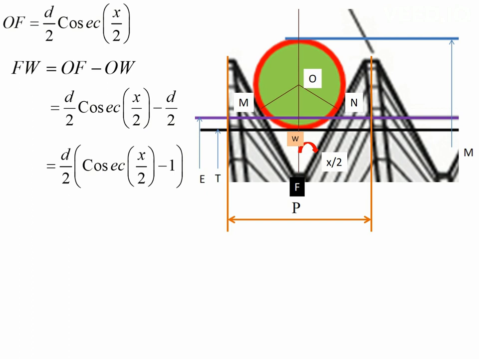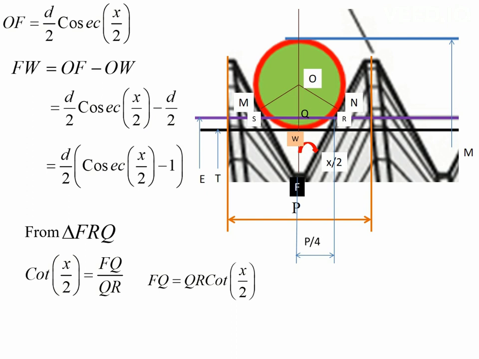We know that the pitch is the distance between two crests. Let us consider P is the pitch of the thread, R is the intersect point of the wire and the effective diameter, and Q is the intersect point of the axis of the wire and the pitch diameter. Then we observe that F, R and Q form a right angle triangle. From triangle FRQ, cot x by 2 equals FQ divided by QR. Then FQ equals QR into cot of x by 2.